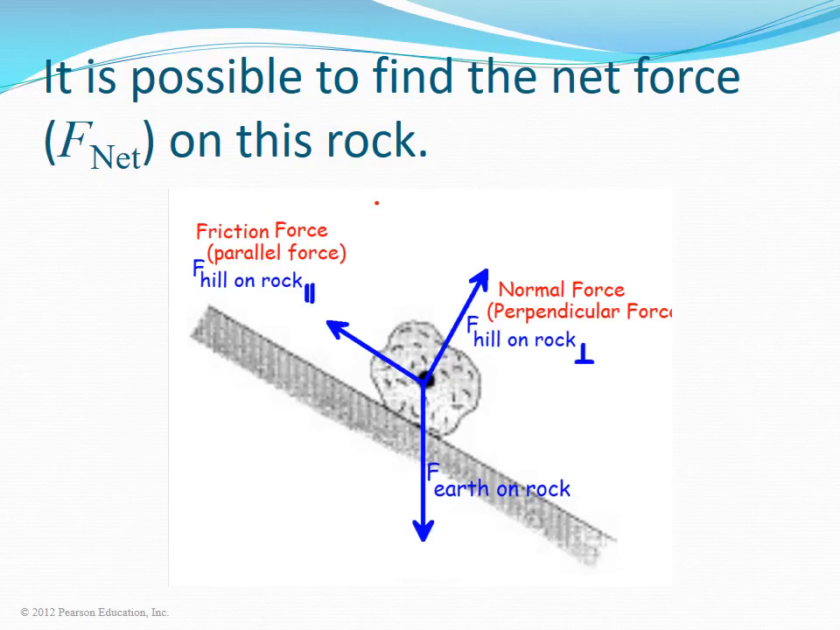The rock is resting on the side of a slope. There are three forces acting on the rock: gravity, which points towards the center of the Earth, down; the normal force, which is perpendicular to the slope; and the frictional force, which points uphill, parallel to the hill, but in the opposite direction the rock would roll if it were allowed to roll.